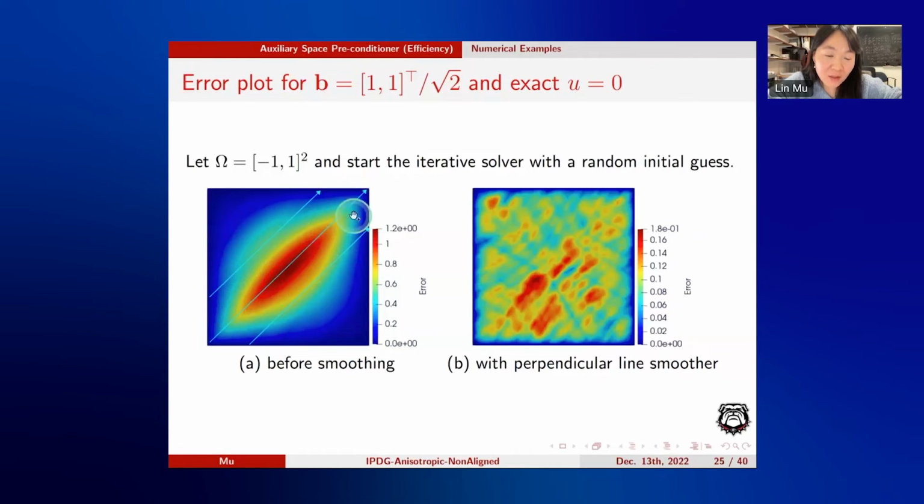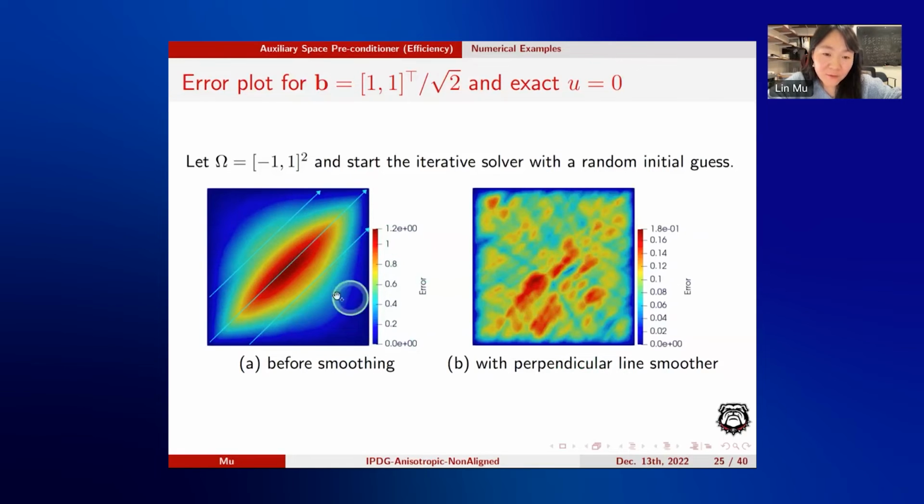In order to smooth out this high frequency residual error, we may think about smoothing along this perpendicular direction. We can smooth out the high frequency error. So we apply the line smoother in the perpendicular direction, and here is the error plot. The error will be reduced by almost 10.